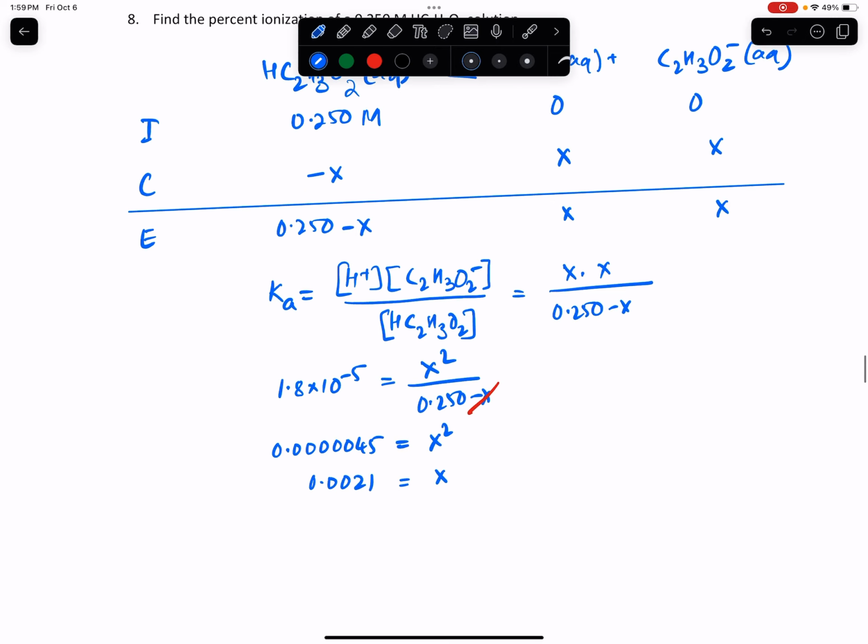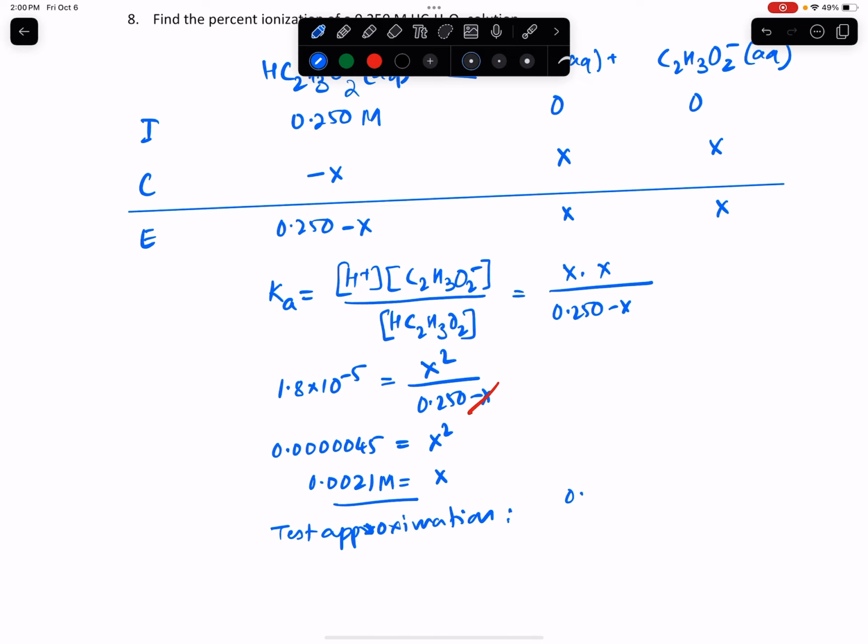Once we have the value of X, which is molar, to find the percent ionization we take this number, divide it by the initial concentration, and multiply by 100. But either way, we have to divide this number by this number to figure out if our approximation is correct, that is, our approximation of getting rid of the X at the bottom. So let's go ahead and test our approximation first.